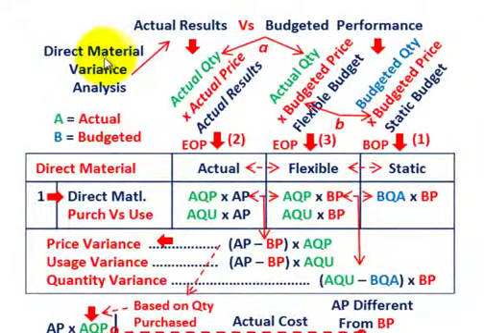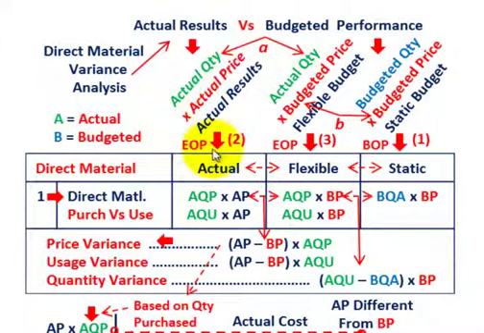What we're going to be going over here is direct materials variance analysis, and we're going to look at it in terms of a graph to determine these different variances for our direct materials. When we're talking about variance analysis, this is where we're looking to compare our actual results for the period versus some budgeted performance that we set for the period.